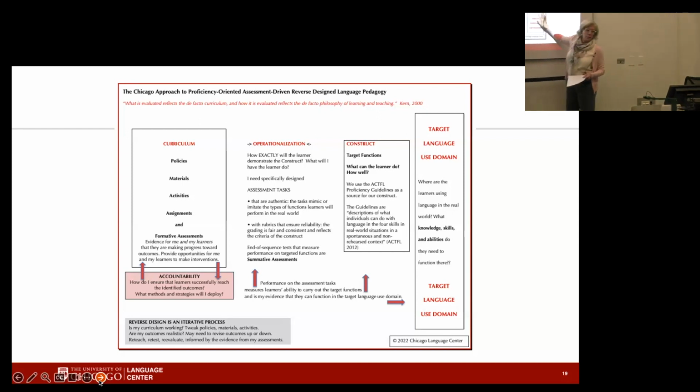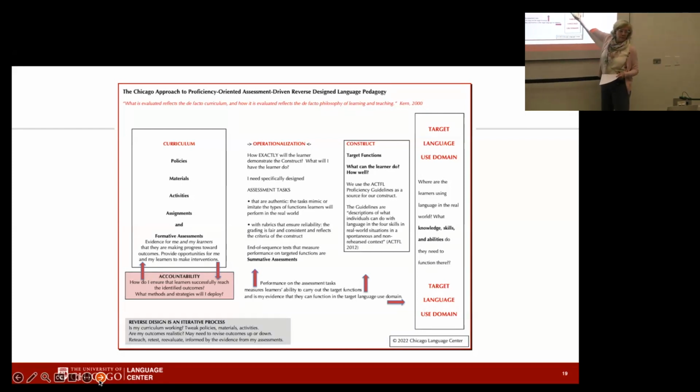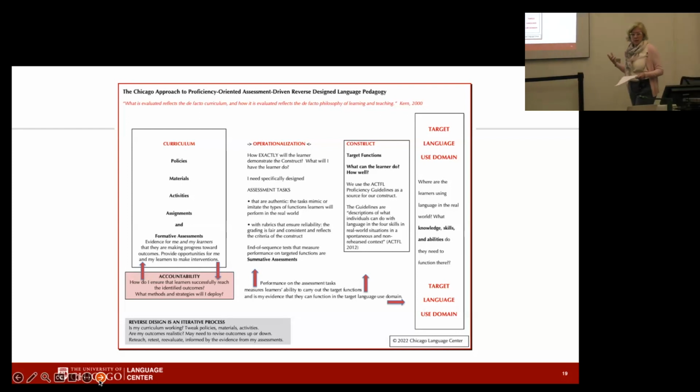So that's the target language use domain, right? The workplace. The actual guidelines do not have descriptions of language proficiency in the professions. They have general language proficiency, right? If you want to use a reverse design model to define those skills, you need to do some research on your own. And this is how we're approaching the design of the LSP courses, is to do domain analyses.